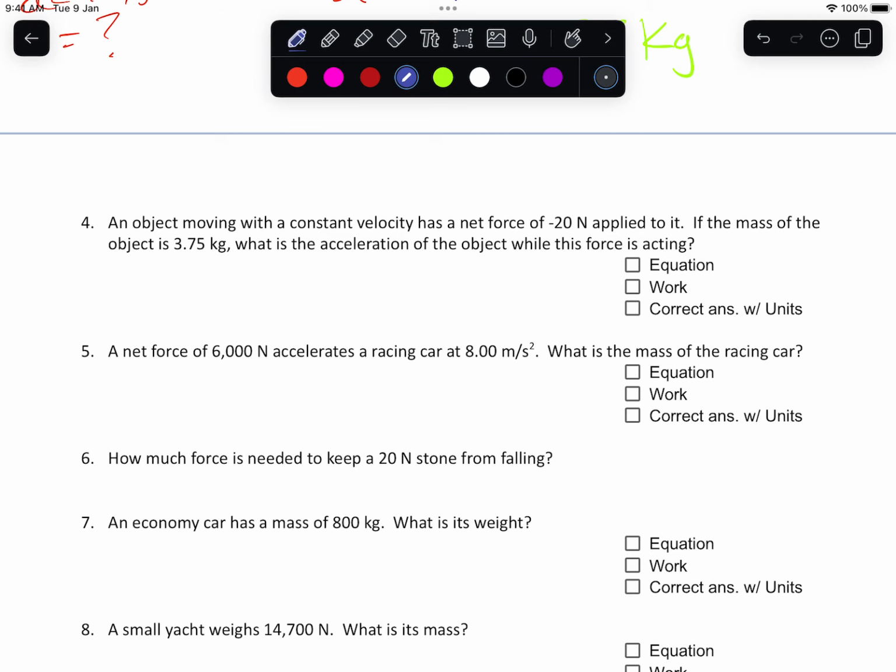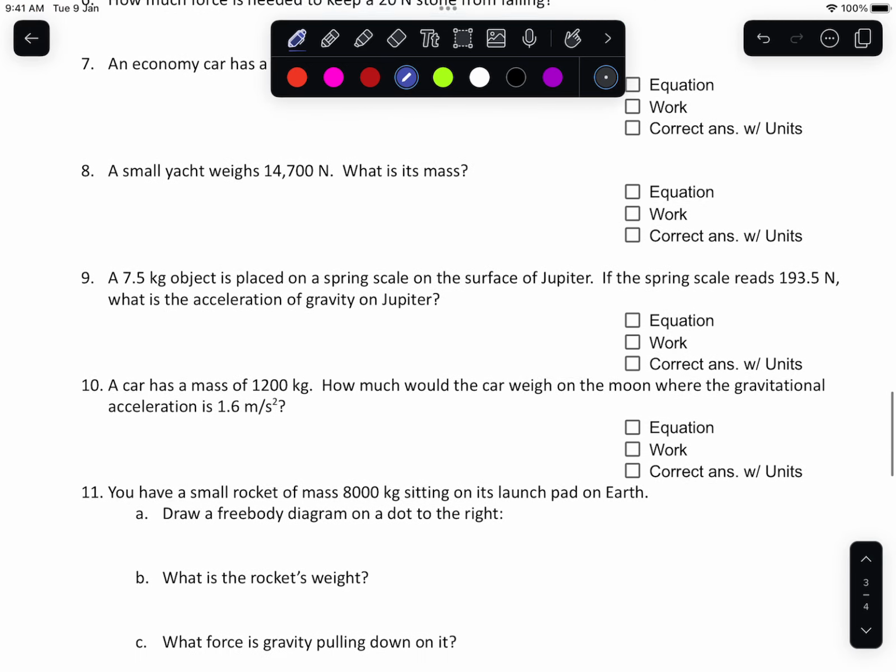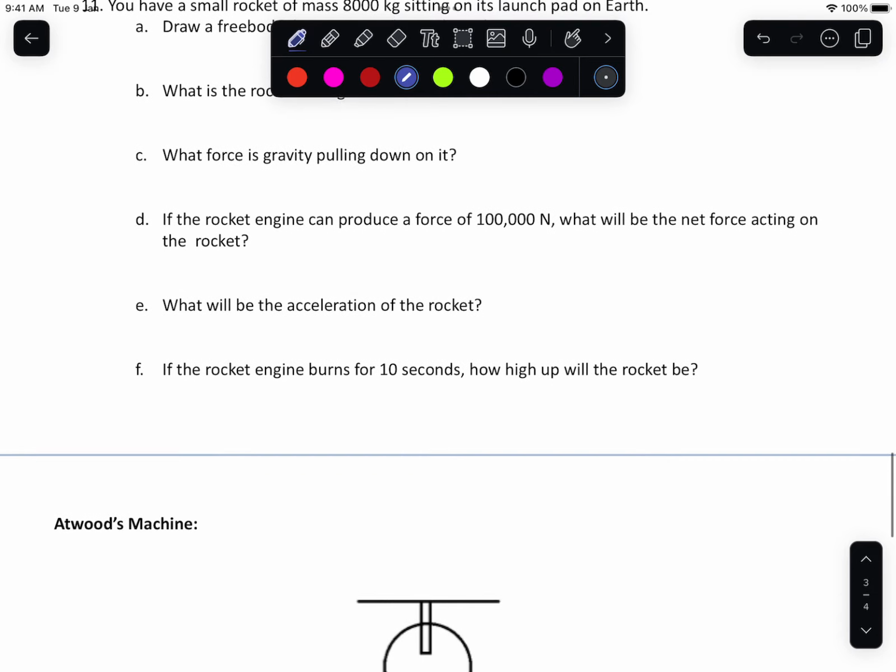And I think, you know what? I think that's all I'm going to show you for this one. I think you are good for the rest of these problems. You should be able to do these on your own.